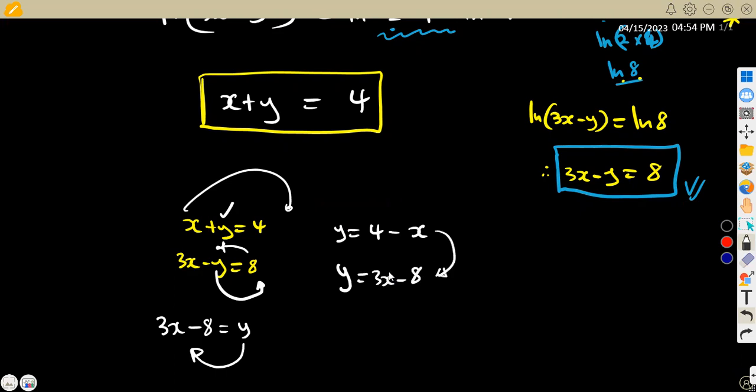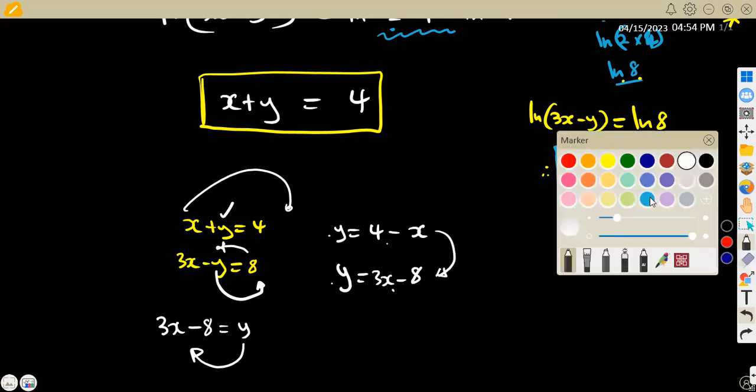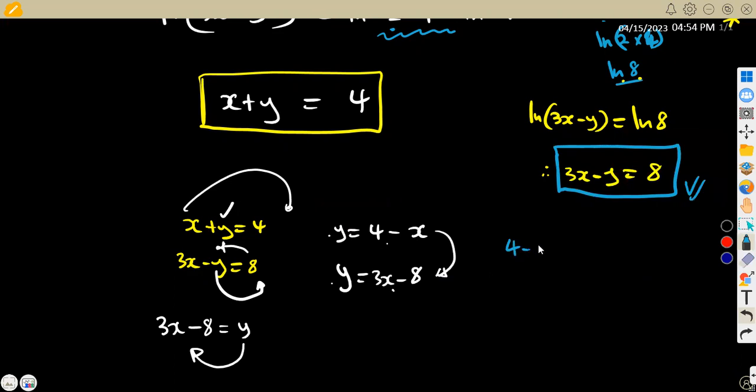So these two are equal, since y is equal to this and y is also equal to this. So I can equate these two together: 4 minus x is equal to 3x minus 8. I have formulated an equation only in x. So it can help me to solve for x by transposing whatever side I want, so that I can solve for x in this case.